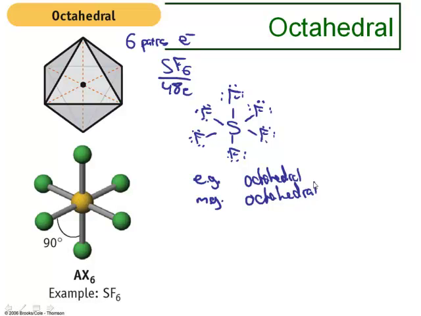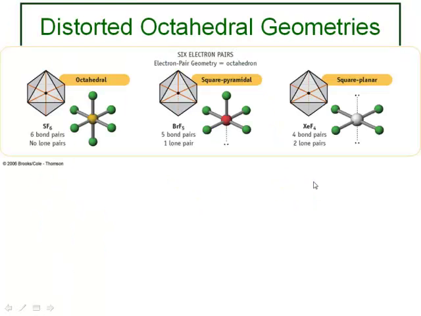Now, in just the same way that we had distorted tetrahedral geometries and distorted trigonal bipyramidal geometries, we can also have distorted octahedral geometries. Okay, let's take a look at the most common ones. An example: consider the molecule BrF5, okay? If I look at this, again, this is weird because bromine is the central atom. It's bizarre, but it happens.